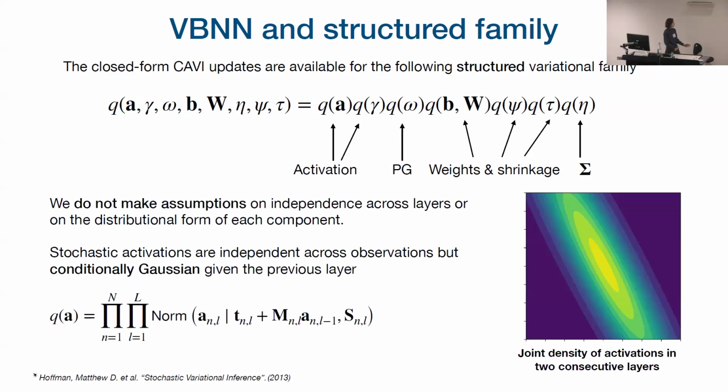Here, I just wanted to illustrate that if we consider the factors, we have a factor for the activation and one for the Polya-Gamma data augmentation variable, omega. We have 3 factors for weights and shrinkage and 1 for variance. What I want to illustrate is the non-independence across layers by providing you with the way the factor for the activation looks. It's conditionally Gaussian given the previous layer, and the joint density of activations in 2 consecutive layers further illustrates this.